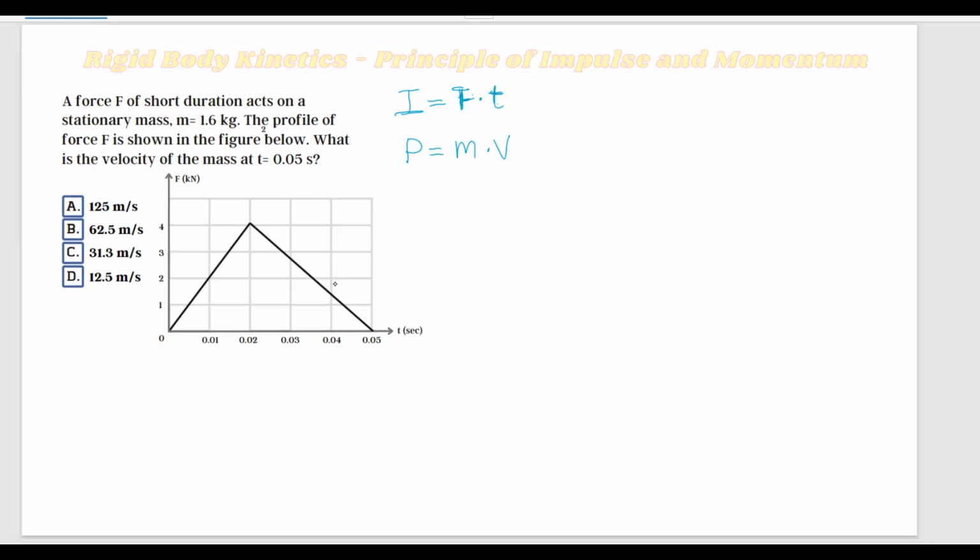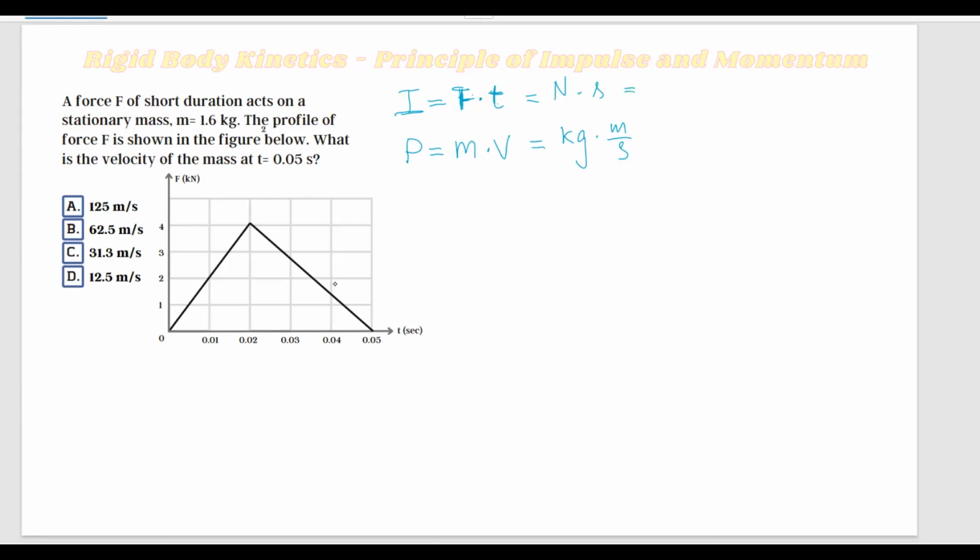Let's see what the units are for the impulse. We have force, which is newtons, multiplied by t, which is seconds, and then in this case we have mass, which is kilograms, multiplied by meters over seconds.